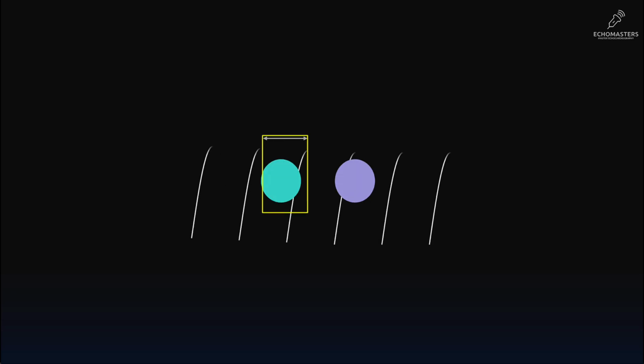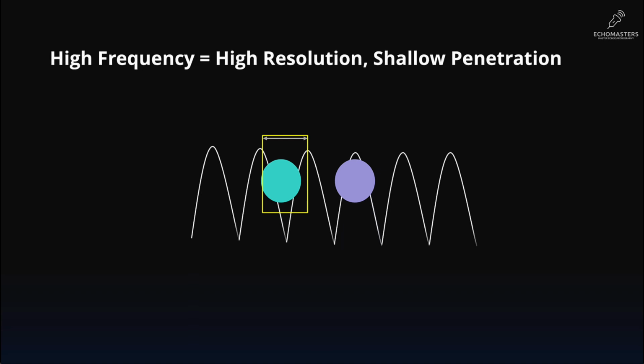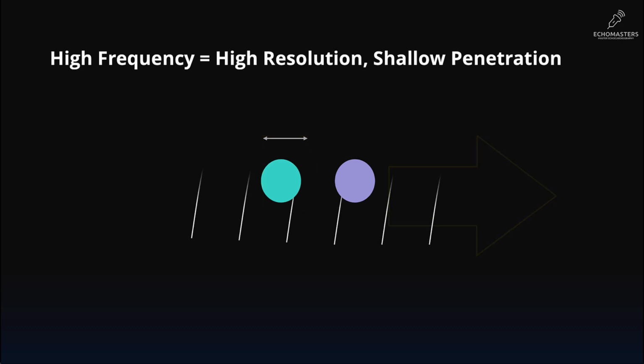On the other hand, this is a high frequency signal. It has a shorter wavelength. That means the same objects with the same distance, which is now longer compared to the wavelength, the machine would now be able to differentiate between them and would realize that these are two objects in the beam path. So that's another rule: high frequency, high resolution, but shallow penetration.